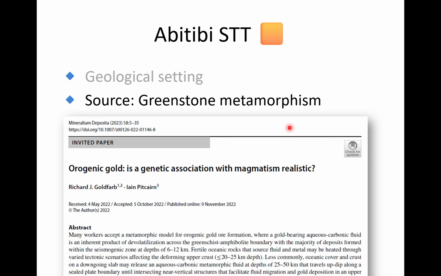So overall, the consensus is that most major Abitibi gold camps are products of supracrustal metamorphic fluids, given the regional scale of mineralization and absence of consistent intrusive timing. The presence of abundant carbon dioxide and low salinity inclusions in vein quartz supports a metamorphic origin.